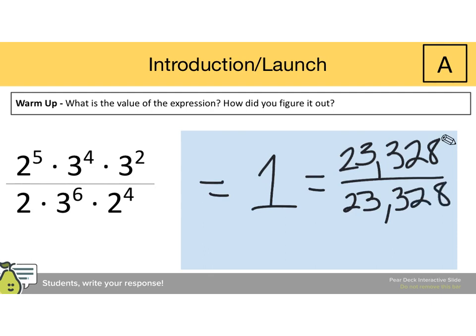And another strategy that could have been used is that students notice that there are 5 factors of 2 and 6 factors of 3 in both the numerator and denominator. Hence, the entire fraction has to be equal to 1.